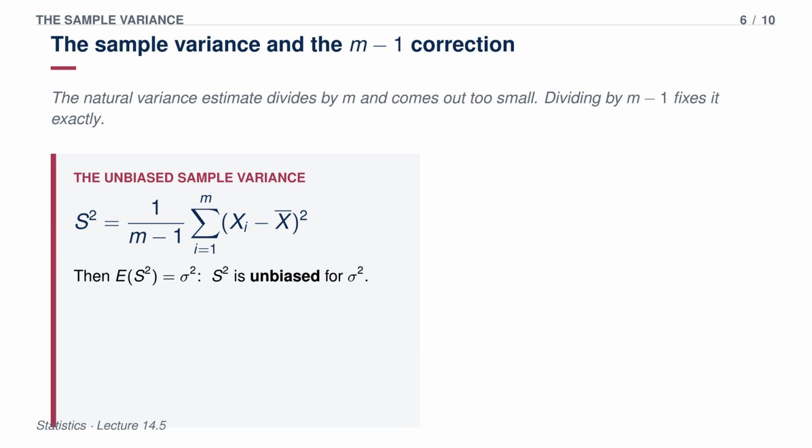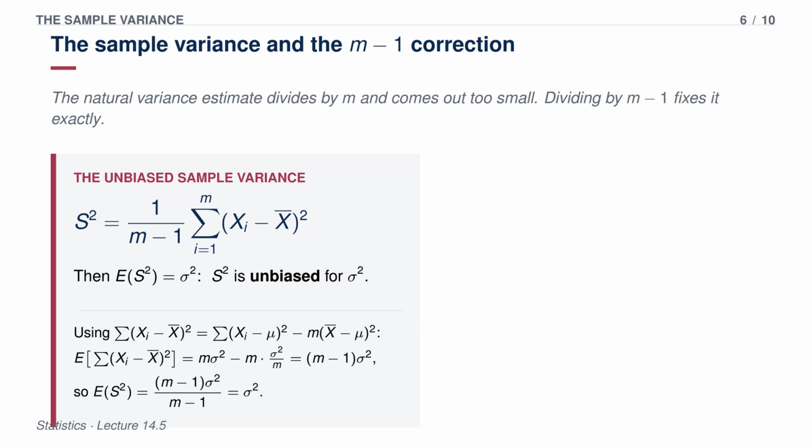Now, the one everybody trips over, the sample variance, s squared. The formula is 1 over m minus 1 times the sum of squared deviations from x bar. And it's unbiased. E of s squared is exactly sigma squared. You can show it in a couple of lines.